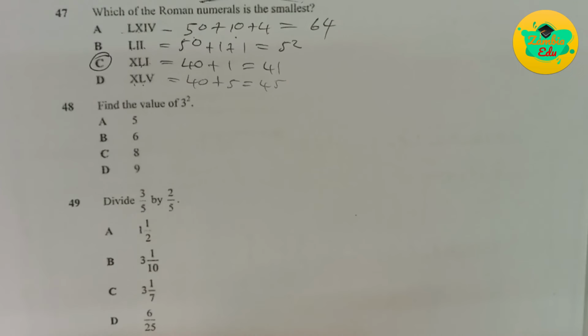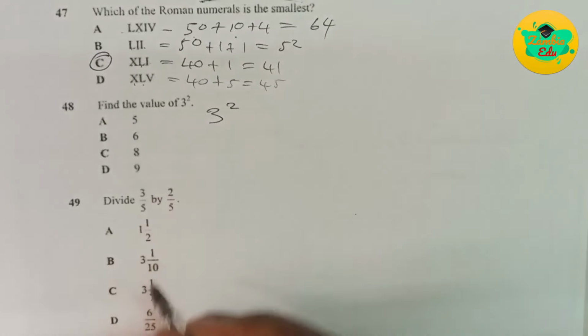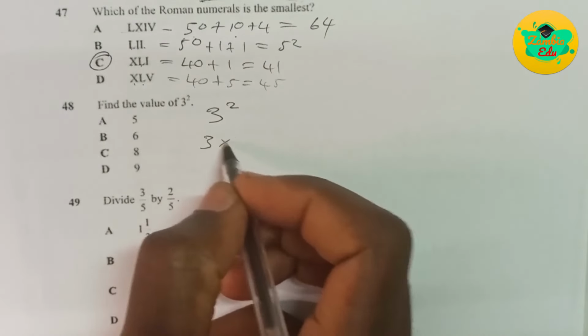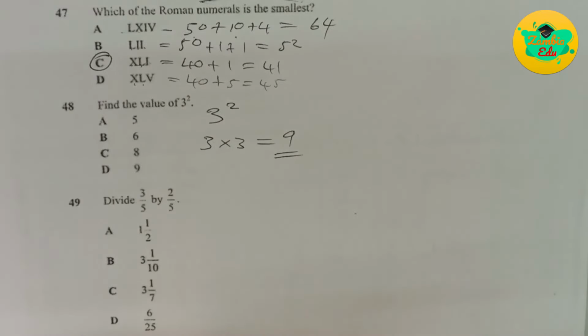We go to question 48. Question 48 says, find the value of 3 to the power 2. So 3 to the power 2 is 3 times 3, which is equal to 9. So the value of 3 to the power 2 is 9, and we see 9 as the answer for D there.